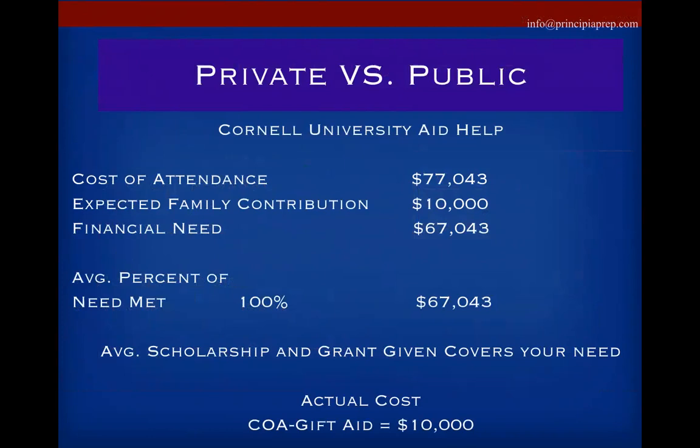Now, the cost of Cornell, the cost of attendance, and by the way, the cost of attendance means the cost of everything: room, board, books, transportation to the college, tuition, fees, the whole gamut. Let's say you fill out the financial aid forms, and the forms say you can pay $10,000. Subtract that out. You have what's known as a $67,043 need.